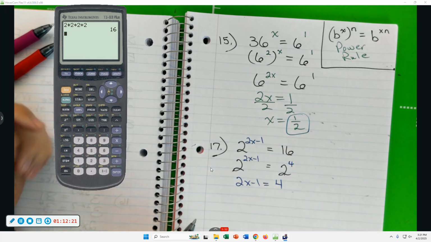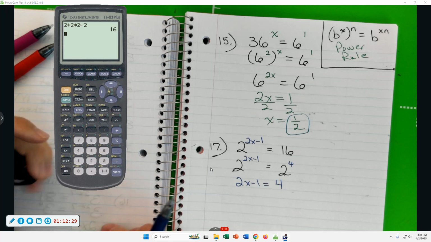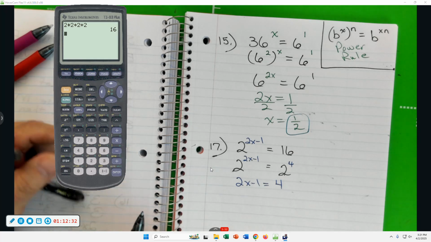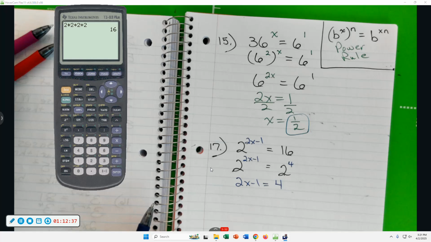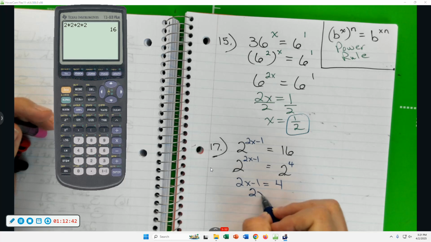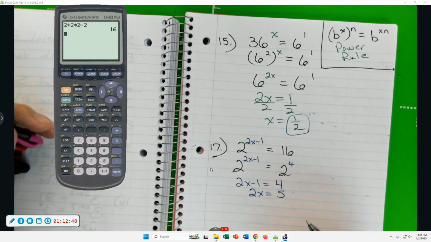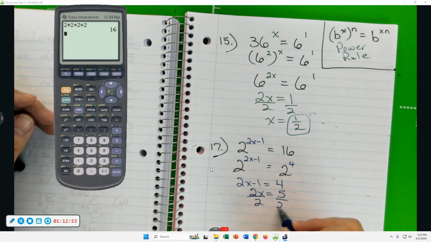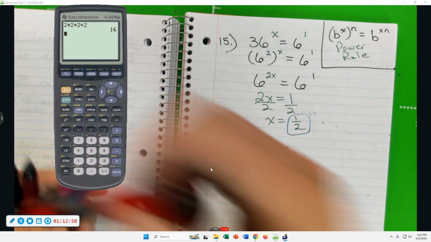Your goal is the same base on both sides. If it's impossible to get the same base on both sides, well, we'll see how to do that soon. That's going to require logarithms. It won't be next week, week after next. Add 1 to give us 2x equals 5, and then divide by 2 to give us x equals 5 over 2 for my final answer.